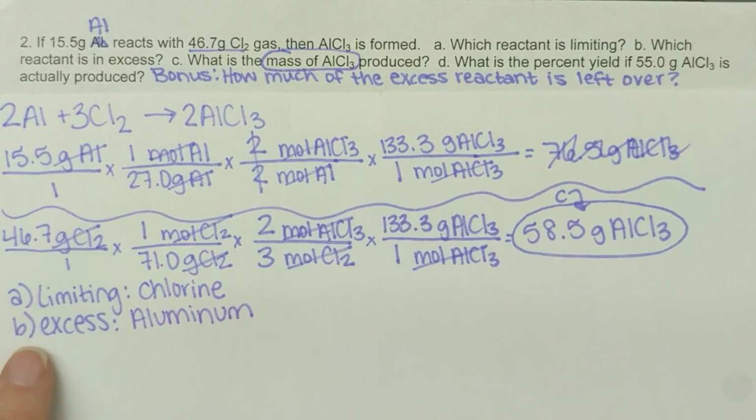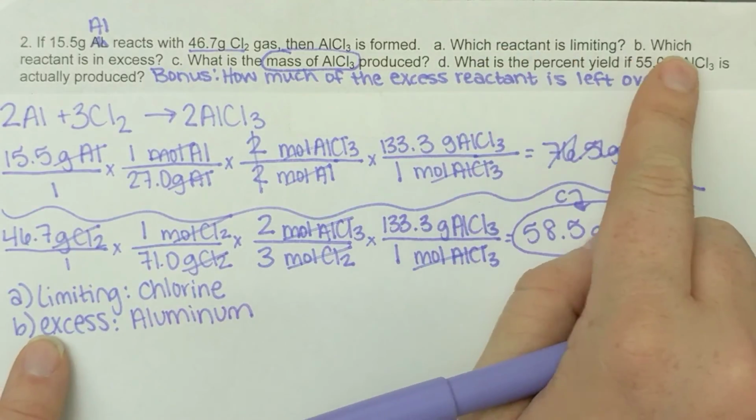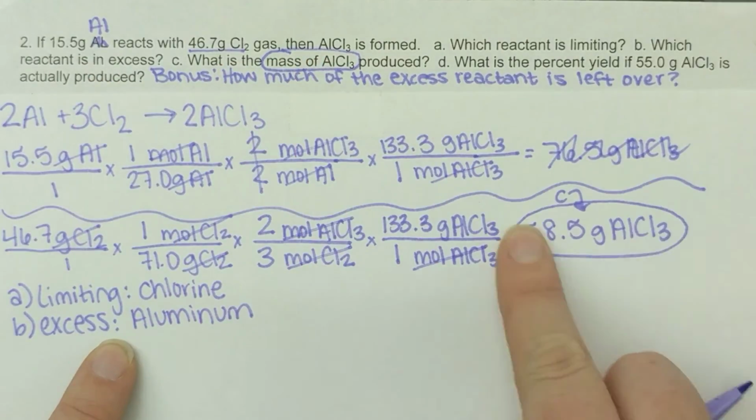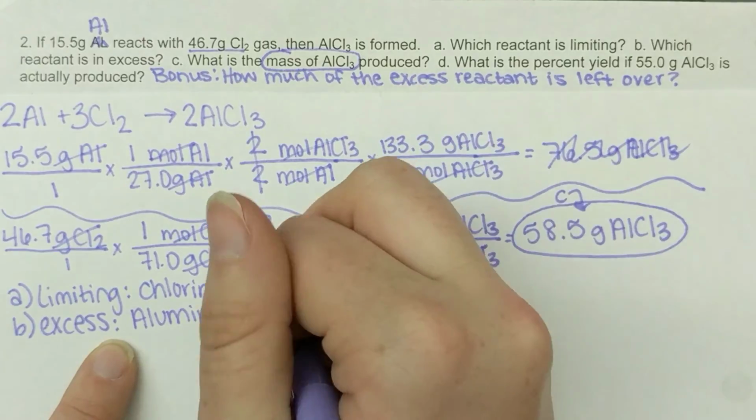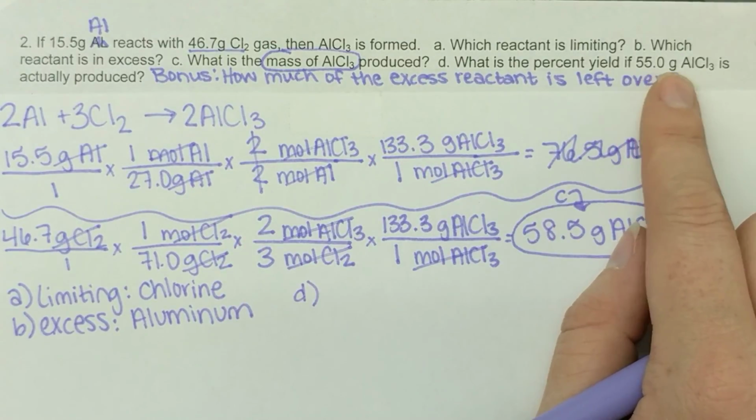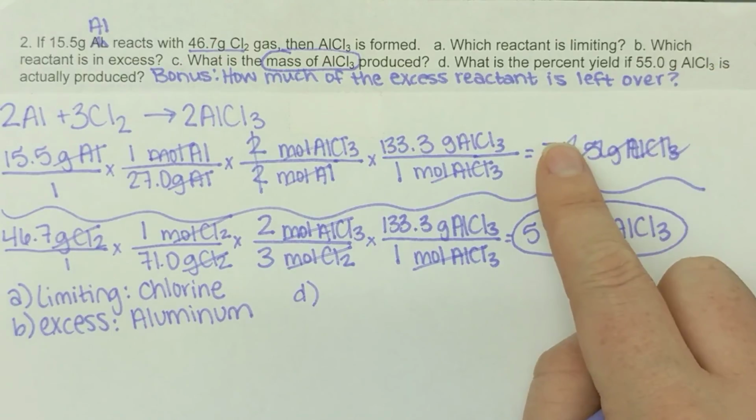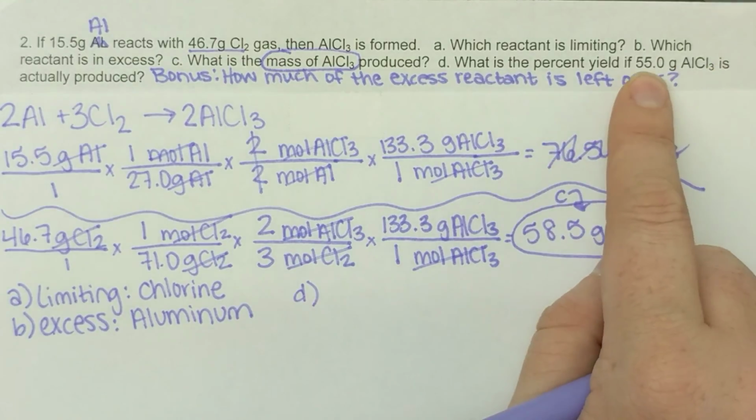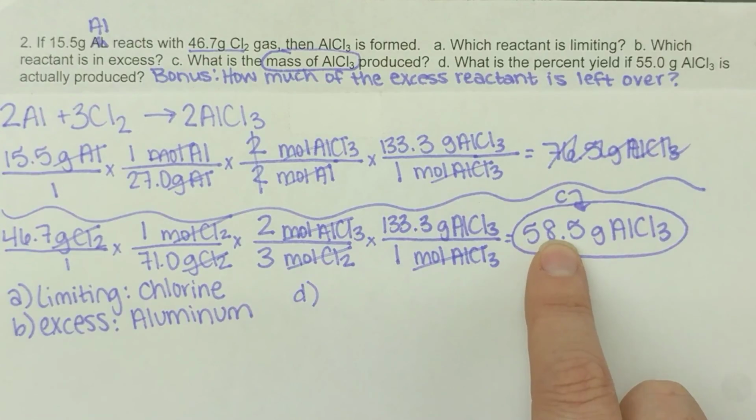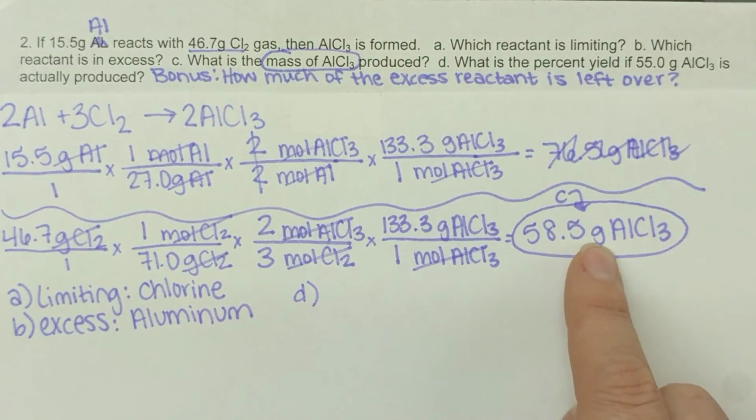Okay, so there's A, which is limiting, B, which is excess aluminum, C, what's the mass produced, D says what's the percent yield if 55.0 grams is actually produced in the laboratory. So if we did a lab and only produced 55.0, but we were supposed to produce 58.5, basically how good did they do in the lab? What was the percent yield?